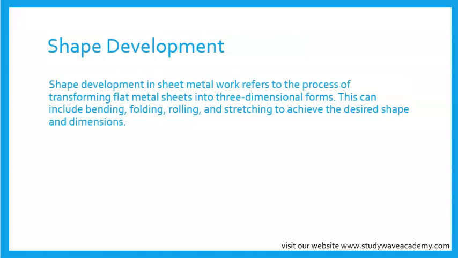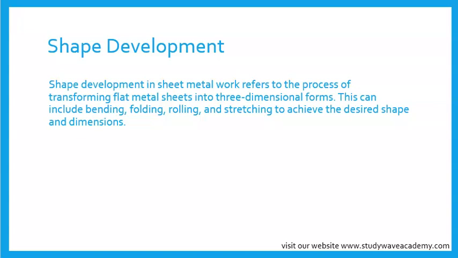Shape development. Shape development in sheet metal work is like making stuff out of flat metal. Okay? Shape development in sheet metal work refers to the process of transforming flat metal sheets into three-dimensional forms. These can include bending, folding, rolling, and stretching to achieve the desired shape and dimensions. So shape development in sheet metal work is like making stuff out of flat metal. Okay?